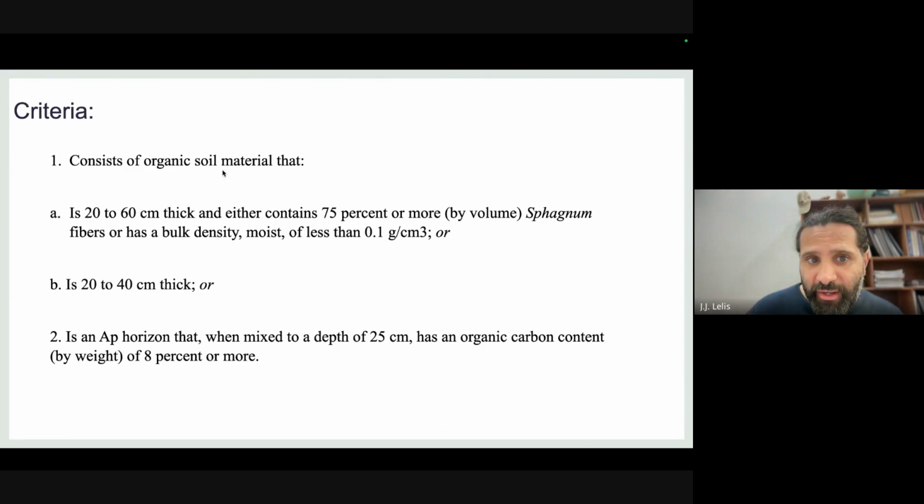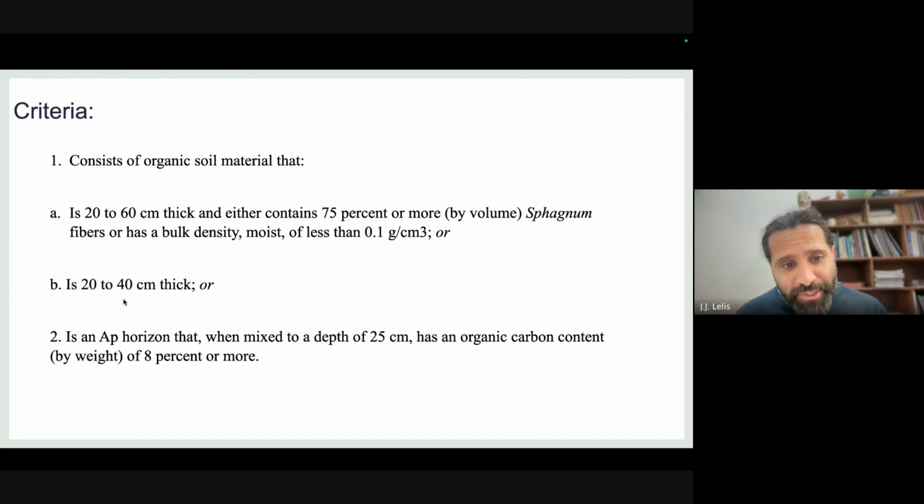So it consists of organic soil material with 12% of organic carbon at least. And I need to register 20 to 60 centimeters of thickness if I register a lot of fiber or a bulk density less than 0.1. So if the density is quite low, or if I register a high content of very low decomposed material. If it's not the case, if I don't have a lot of fiber or the density is not too low, I need to register between 20 to 40 centimeters of thickness.